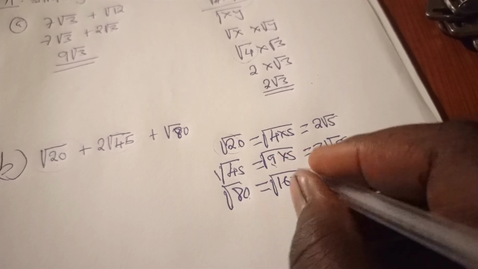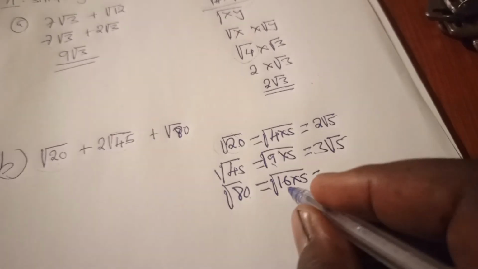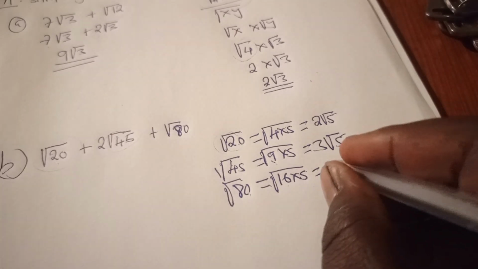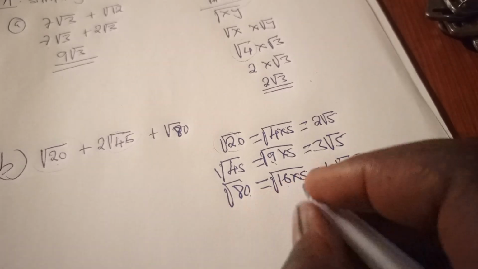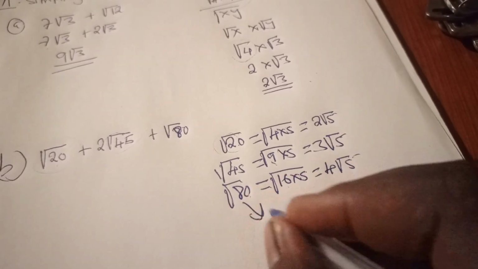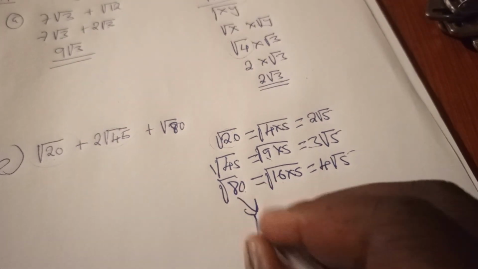I know the answer is 80, which is equal to the square root of 16, which is 4, and also the root of 5, like this. This number is very big, so I can split it.